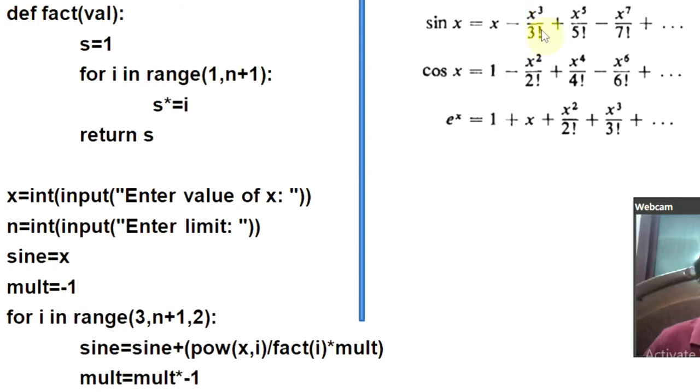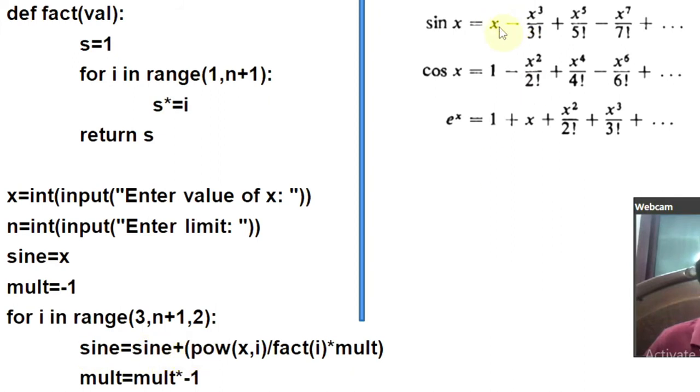x minus x to the power 3 divided by factorial 3 is computed and the result is assigned to the variable sine. Minus 1, mult is minus 1. Minus 1 into minus 1 is positive 1. So mult has become positive. The next iteration will start off the for loop. Because of this step 2, the value of i will become 5. The right hand side is computed and assigned to the variable on the left.